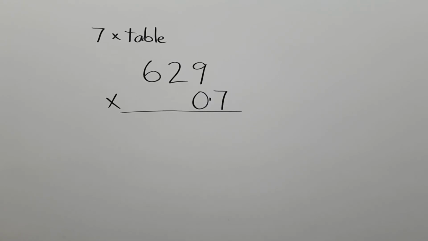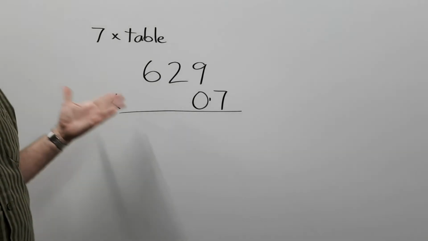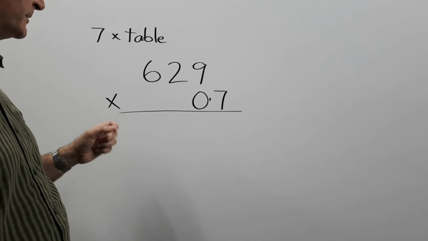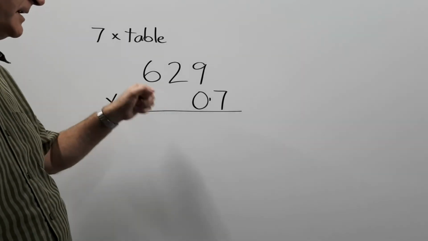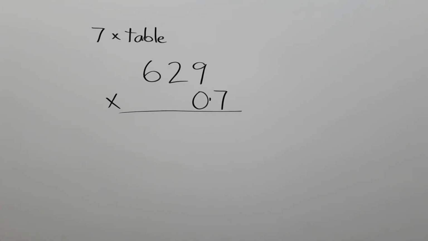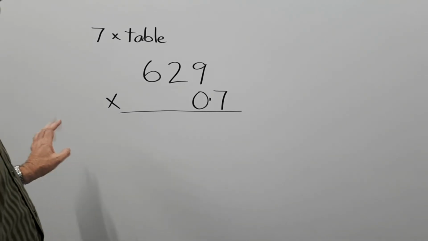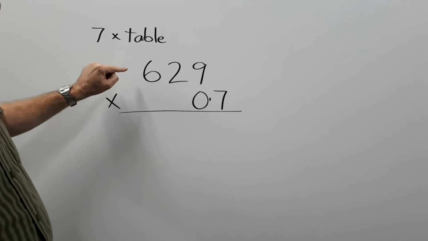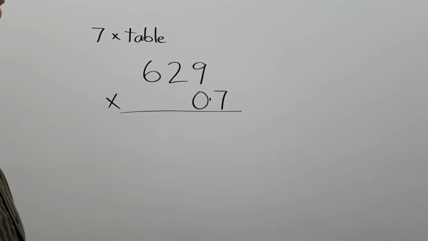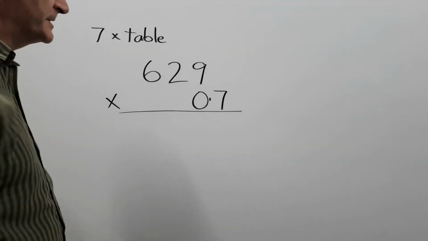Okay, so say you get presented with a question like this. It seems really tricky on the surface of it because we've got to multiply this number by a decimal number, 0.7. It's not even a whole one. But we have some clues to start with. We know that the number that we end up with is going to be less than 629. In fact, it's going to be, in this case, 70% of it.